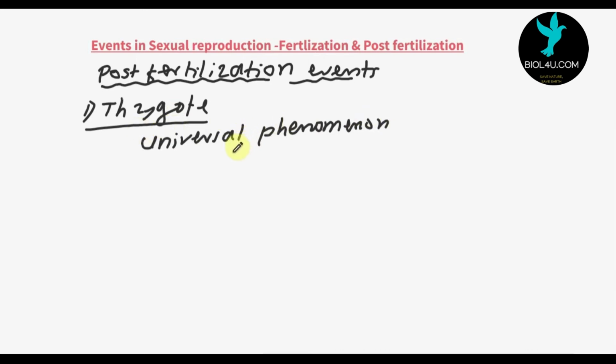In organisms having external fertilization, the zygote is formed in the water. If fertilization takes place in the external medium, that is in the water, the zygote formation takes place in the water. If water is not available, the zygote is produced near to the water.